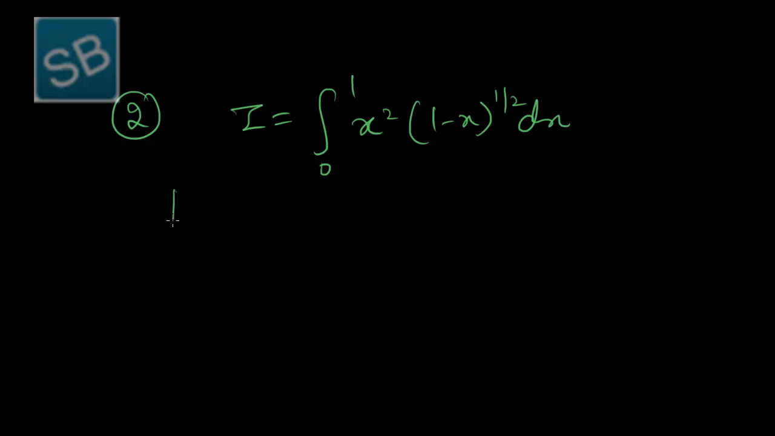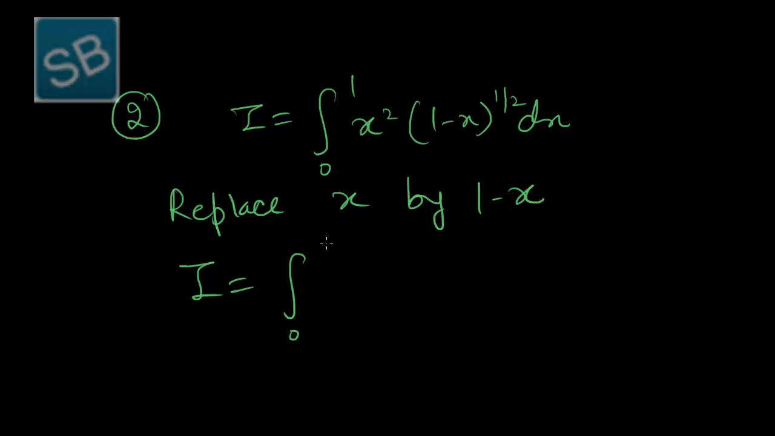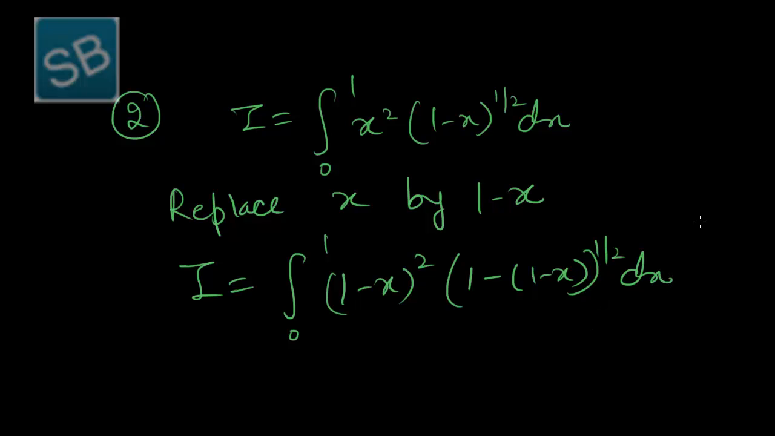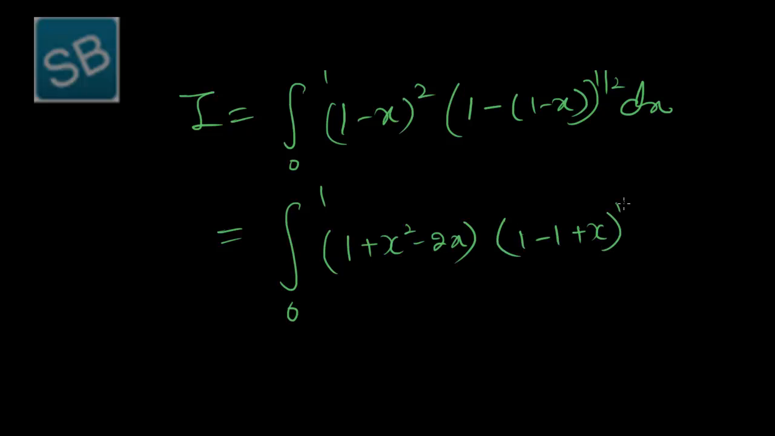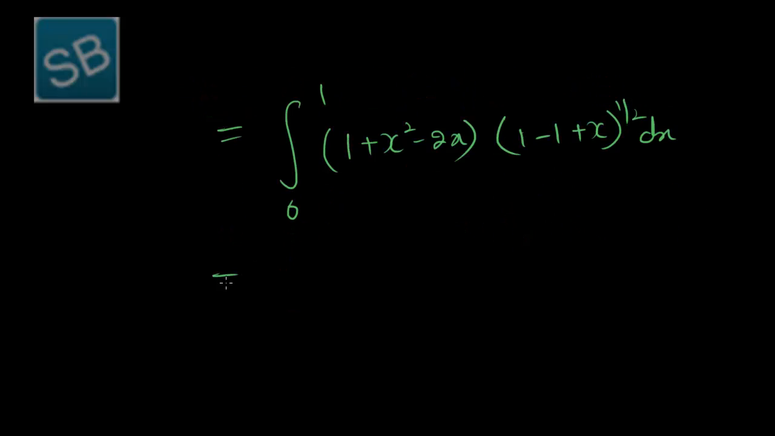So here we will replace x by 1 minus x, that is a minus x. We get I is equal to the integral from 0 to 1 of 1 minus x whole square into 1 minus, 1 minus x whole raised to power half dx. So we get I is equal to the integral from 0 to 1 of 1 minus x square, which becomes a square plus b square minus 2ab, and in the bracket we get 1 minus 1 plus x, raised to power half dx. So if we see, by using that property, replacing x by a minus x, the problem becomes very easy.